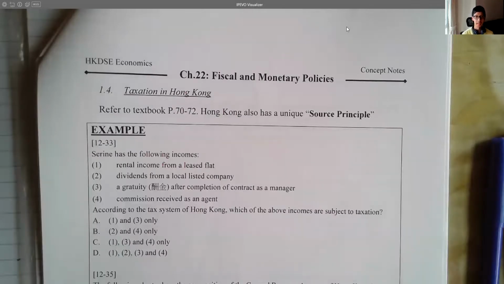Testing. Okay, so welcome back to part 4 of our chapter 22 video. This time it gets even more difficult than last time when we talk about taxation in Hong Kong, because we are going to look at some real applications of the theories that we have learned in our previous videos. Okay, so let's get started.